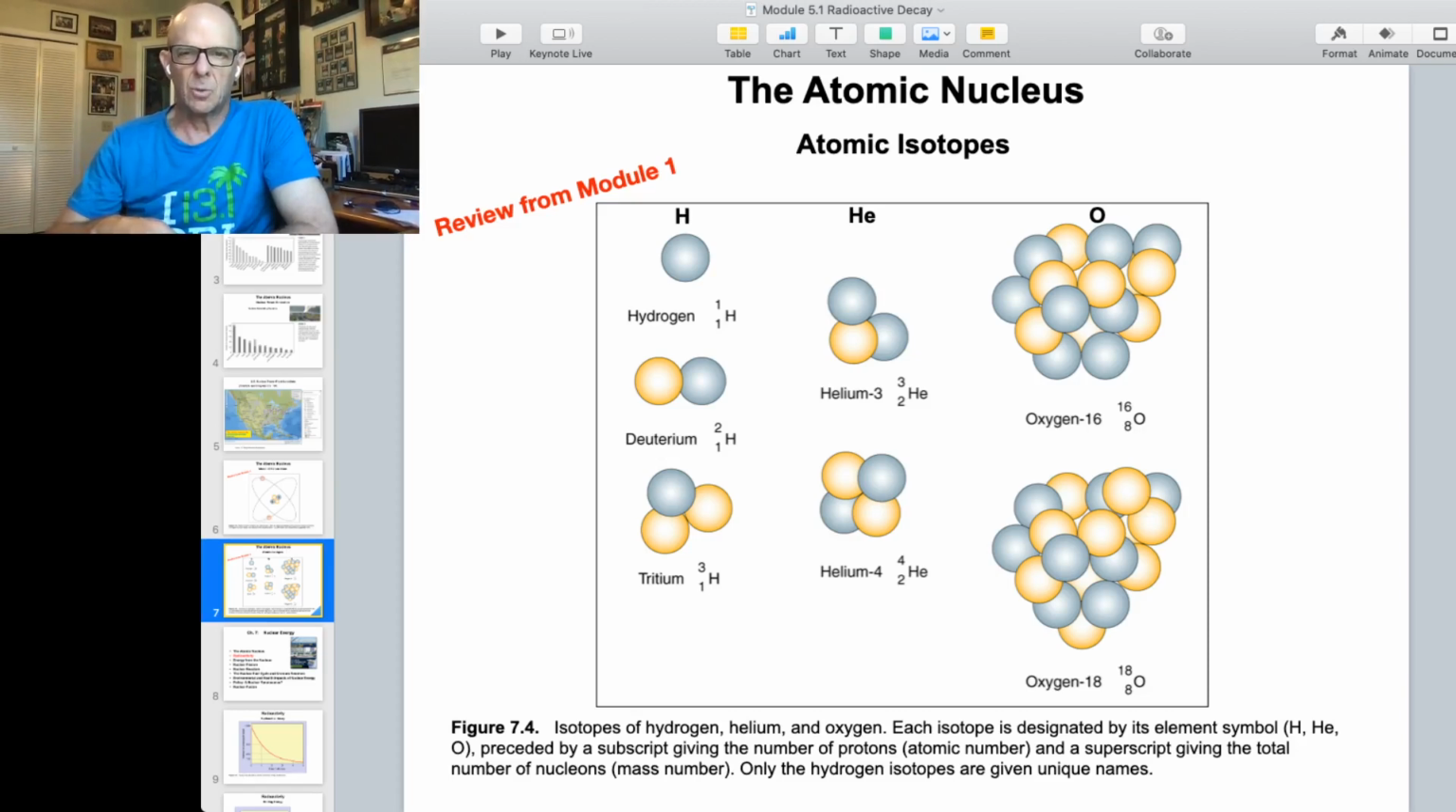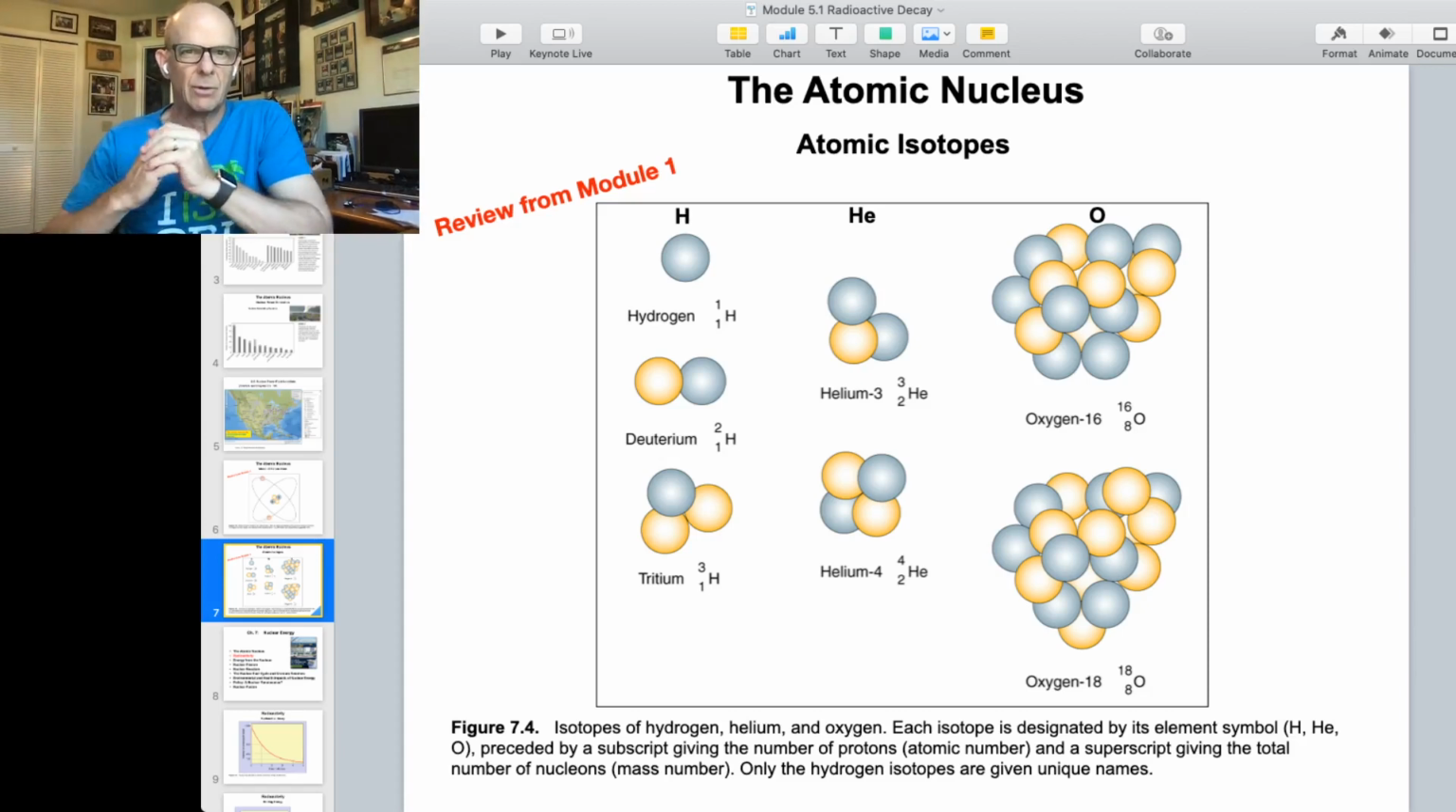So we talked about this in Module 1. So now let's come back and take a look at this again. Here in this slide, you see three different elements: hydrogen, helium in the middle, oxygen on the right. What defines an element is the number of protons in the nucleus, which again determines the number of electrons surrounding that nucleus. And it's those electrons that determine how it makes chemical reactions, how it interacts with light, whether it's a liquid or a gas or a solid at room temperature, what it tastes like.